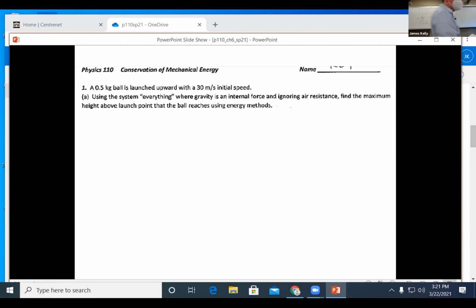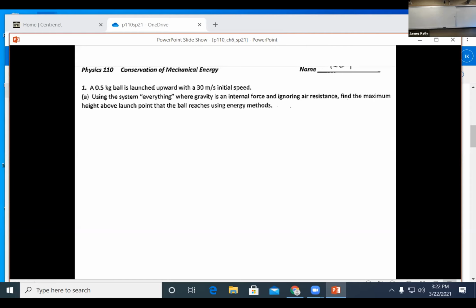We're going back to a problem that we could have solved with kinematics. A 1/2 kilogram ball is launched upward at 30 meters per second. And we're supposed to ignore air resistance. And we want to take gravity to be an internal force, just to practice with our new formulae. We could have done the work energy theorem, a work kinetic energy theorem with this, but we are going to take everything of relevance in this problem and put it in the system.